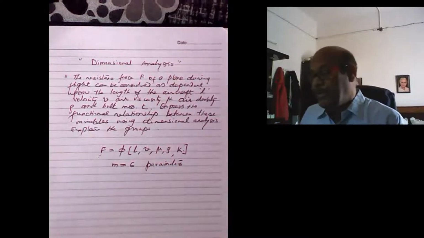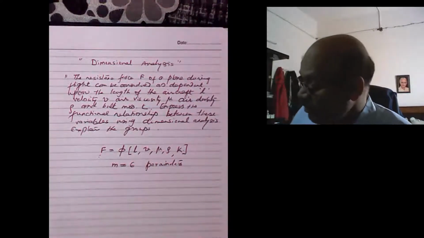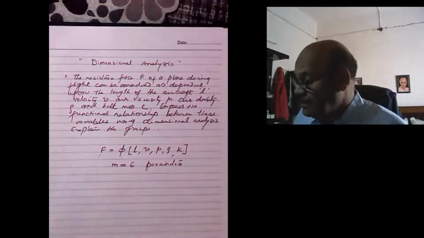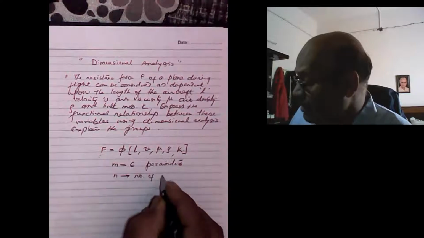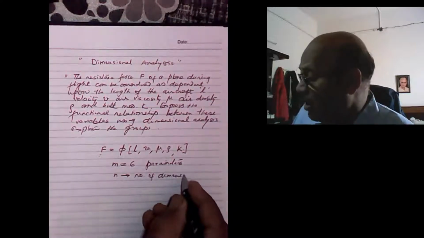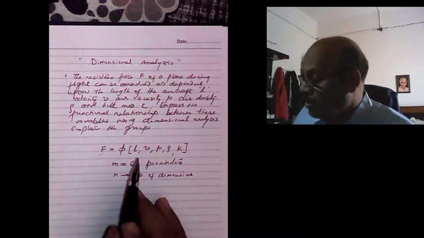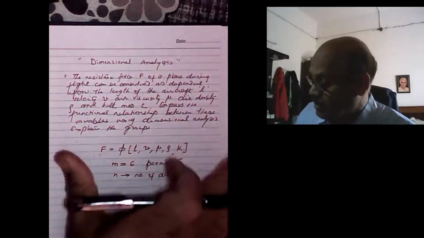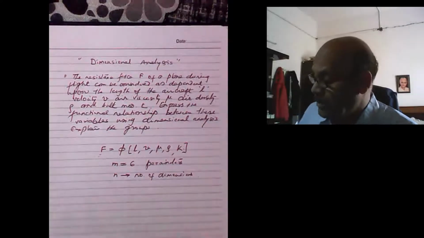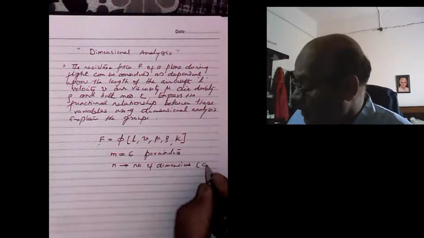That includes dependent variables and independent variables both. And N is the number of dimensions involved. Okay. So in the whole equation, how many dimensions are there? Cumulative. This is cumulative.